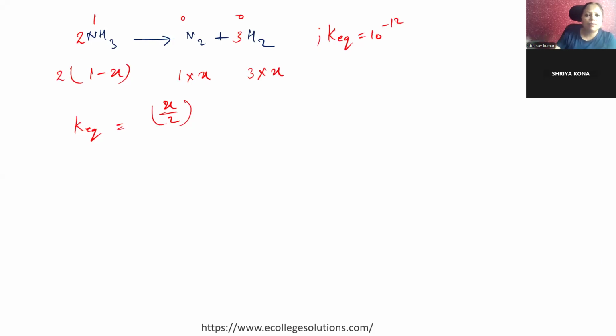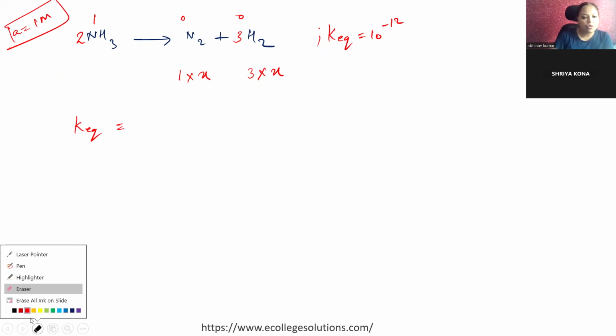Definitely it should be 2 into 1 minus x, right? 2NH3 makes N2 plus 3H2. Because MCAT does not ask problematic questions like very tedious calculations. The concentration of 2NH3 is still 1. At equilibrium, it will be 2 into 1 minus x, because I have taken A equal to 1 molar. Or basically you can do 2 minus x, because it is 2 now, 2 molars. So definitely you can do 2 minus x.